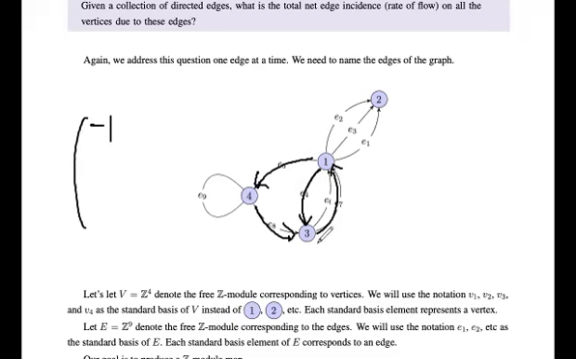Net incidence at 2 is again 0. Net incidence at 3, well, we have 2 going in and 1 going out, so it would be an incidence of +1. And then what about at 4? In and out, so it looks like a 0.